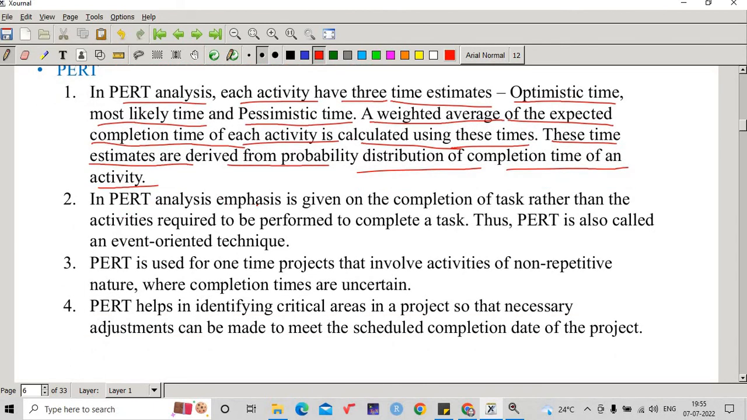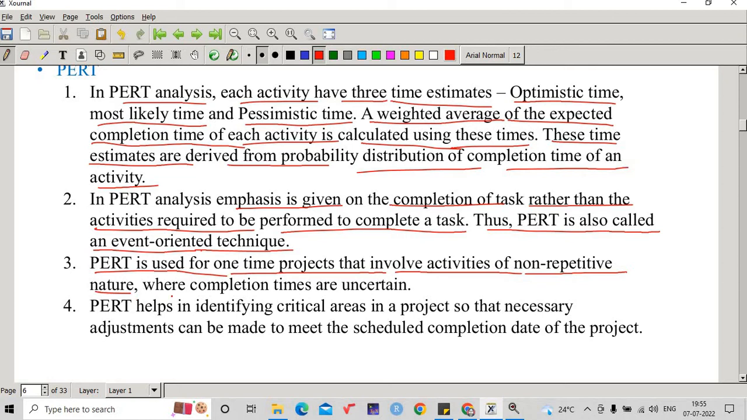Next, in PERT analysis, emphasis is given on completion of the task rather than the activities required to be performed to complete the task. So emphasis is being given on the completion of the task, not on the activities which are required to be performed to complete a task. Thus, PERT is also called an event-oriented technique. PERT is used for one-time projects that involve activities of non-repetitive nature, where completion times are uncertain.